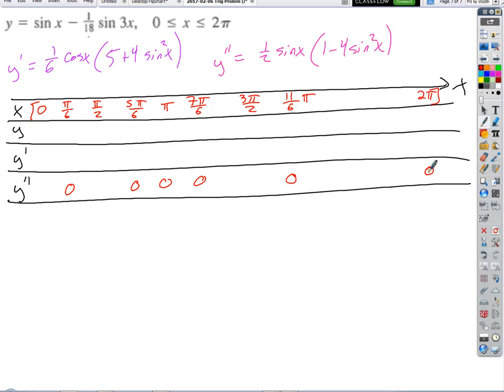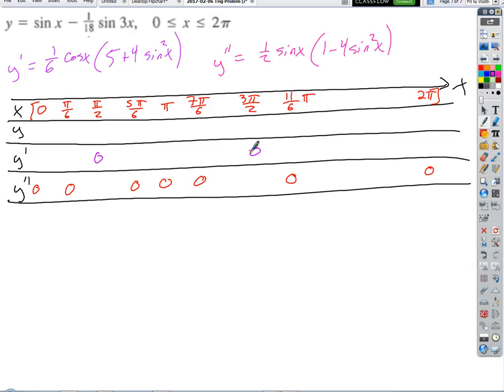But we can put those in the table. Filling in the table makes it look like we've done more work. There you go. And just so you guys have it, pi over 2 and 3/2 pi were the only zeros for the first derivative. That's right, because cosine x is 0 at the top and the bottom. Oh, yeah.